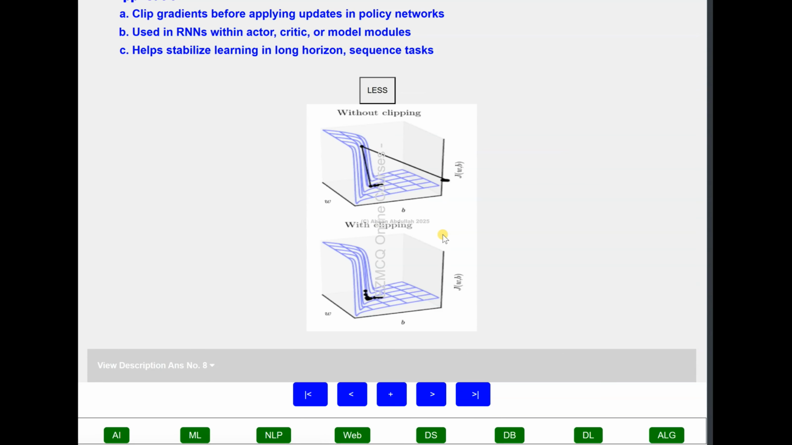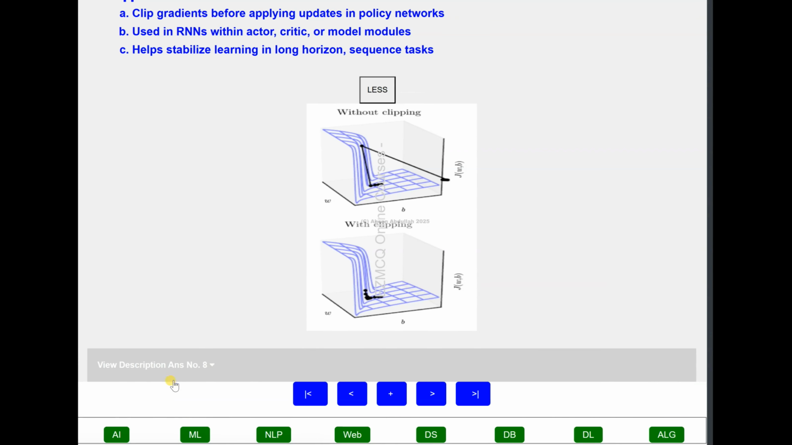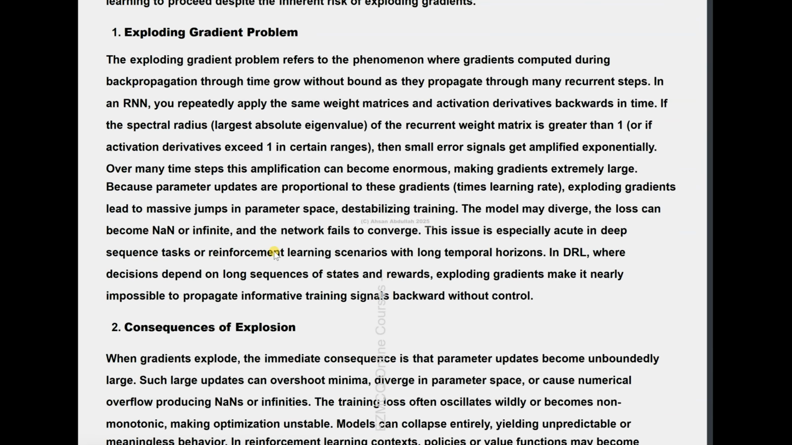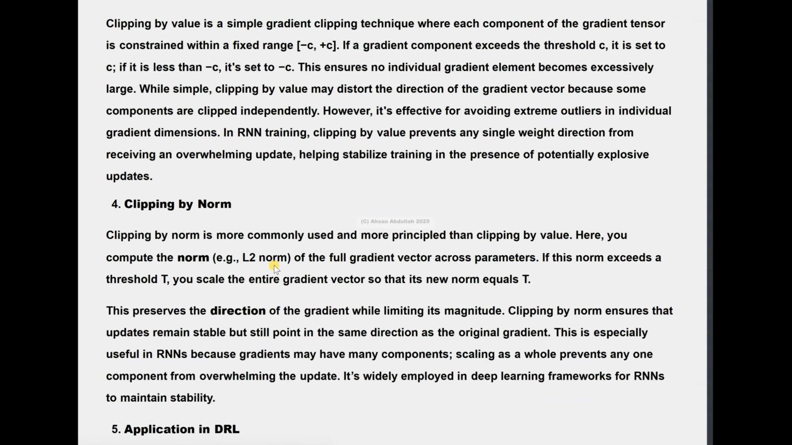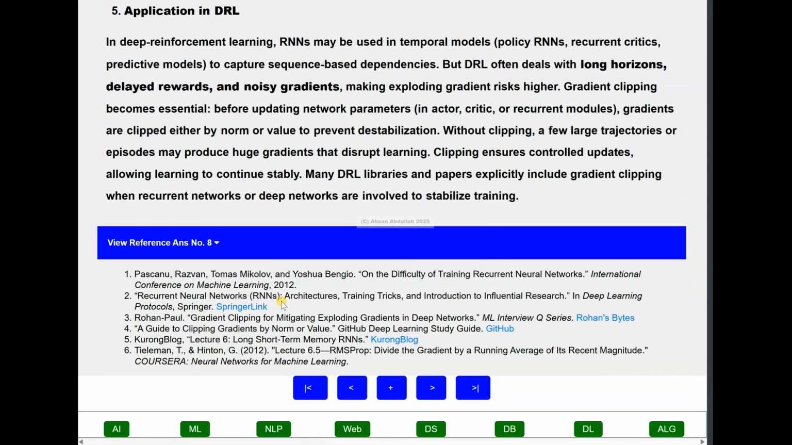So you can see that without clipping, there is a tremendous increase, and clipping contains that enormous increase or unstable learning. Okay, so sufficient details are here for you to understand, and you can also look at the reference for further reading. So now we move to the next concept or Q&A.